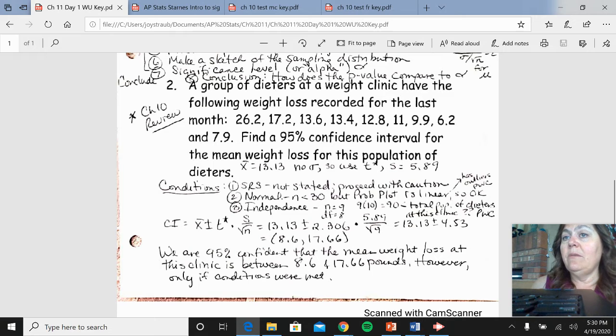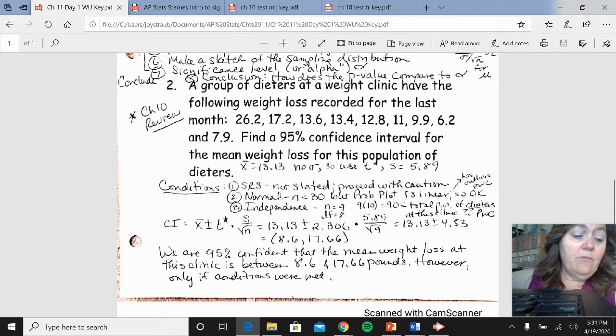And hopefully you got between 8.6 and 17.66 pounds. However, this is terrible because none of the three conditions are met. It's really not a great problem at all. You don't have SRS. There's an outlier, so it's kind of not great to use there, and independence is not met. Okay, so yeah, hopefully you got that.